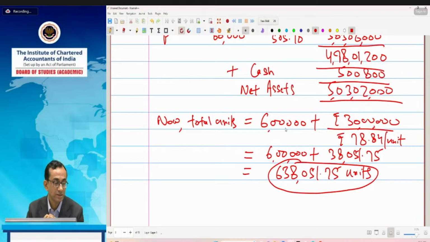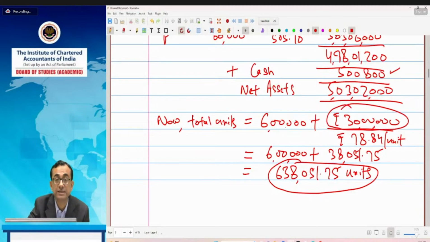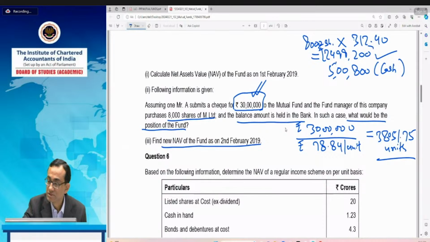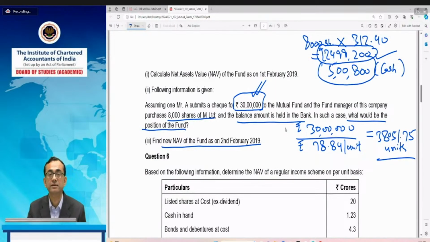No, actually, we will not be dividing this portion. This cash you are asking about, that is 5 lakh 800. This 30 lakh, what is this 30 lakh? 30 lakh is the amount of investment which A has made into the mutual fund. So mutual fund invested a certain portion of this amount into M Limited, and it has purchased 8,000 shares. So what will be the mutual fund investment in shares? We have calculated it. It is 24 lakh 99,200 in shares. And the total investment amount is 30 lakh. So if 24 lakh 99,200 is deducted from 30 lakh, the leftover amount is 5 lakh 800. So this amount is the cash.